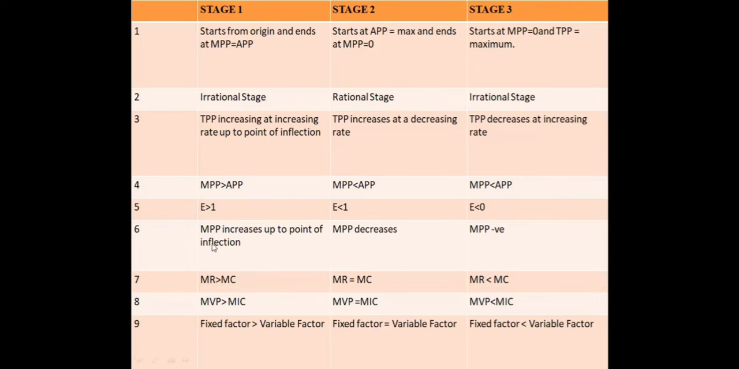Coming to the sixth point, MPP increases up to the point of inflection. Obviously, because we know that the point of inflection is the maximum point of MPP. So up to the maximum point, MPP will increase, then afterwards it will decrease.